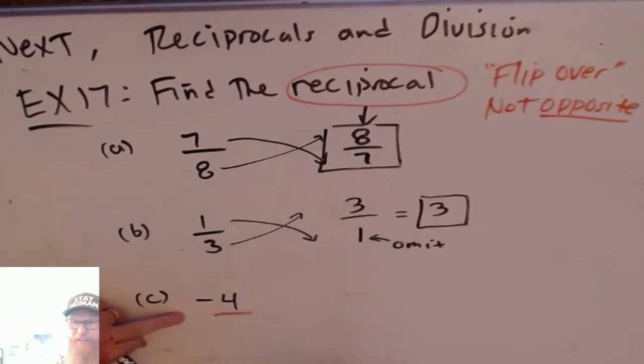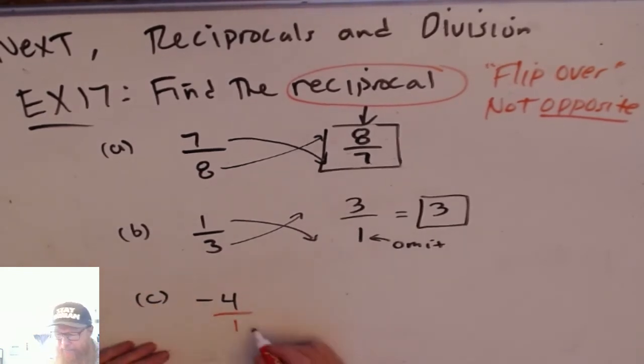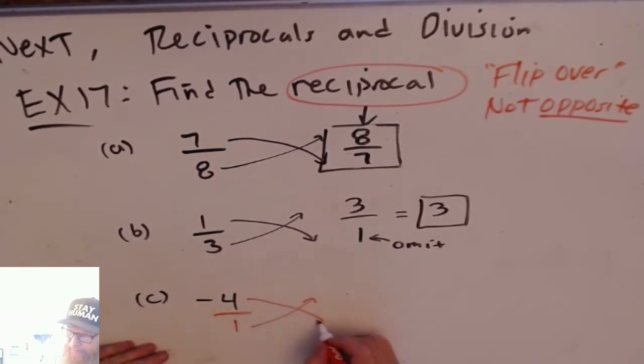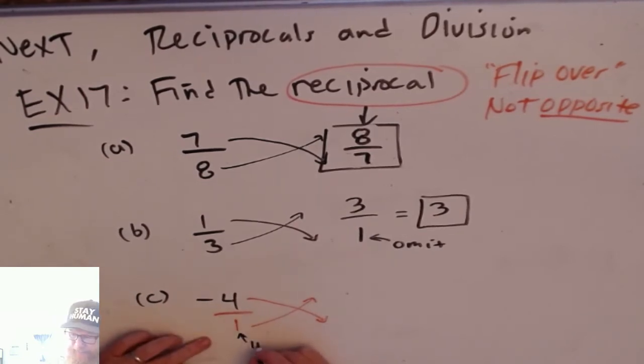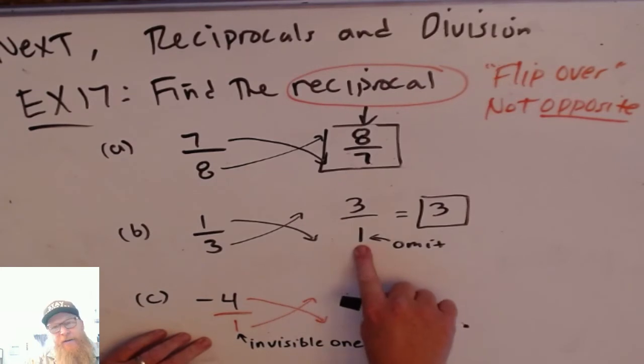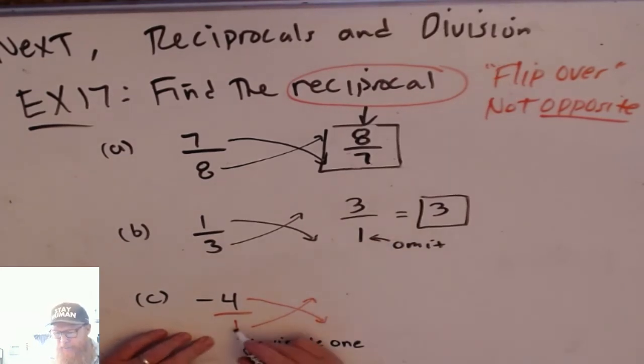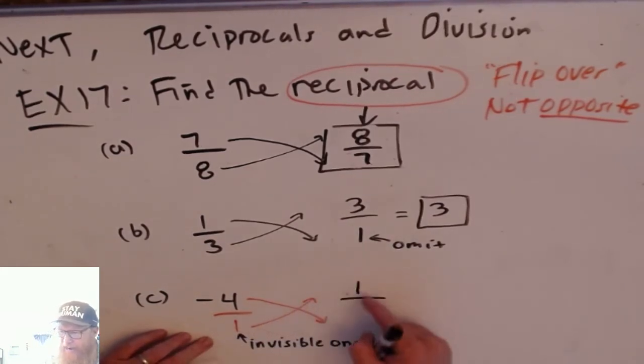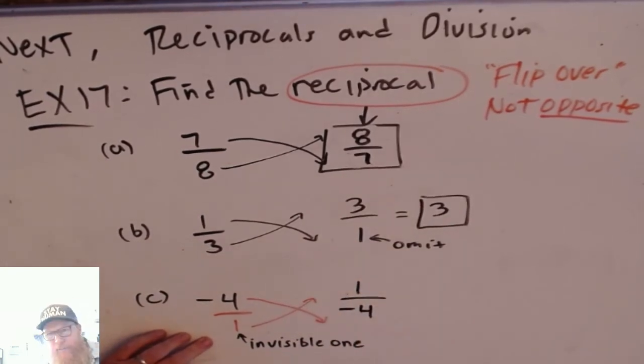Do not change it into a negative. This one's already negative, and there's an invisible 1 in the denominator. If you don't see a 1, it's invisible, just like here. Yeah. So when you flip it, now it's in the top, and the -4 is in the bottom.